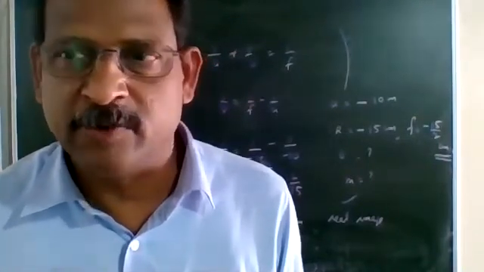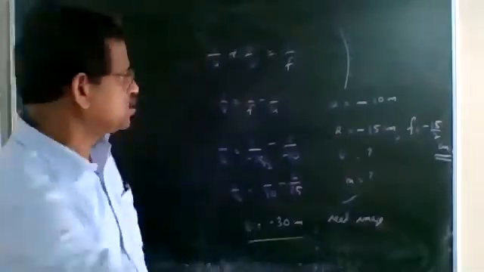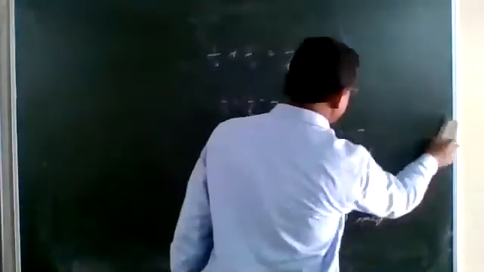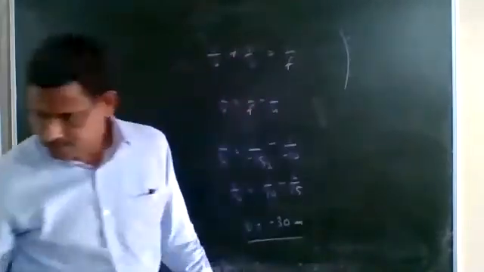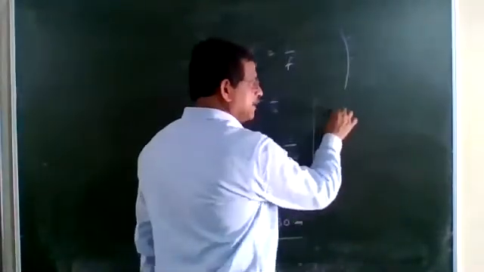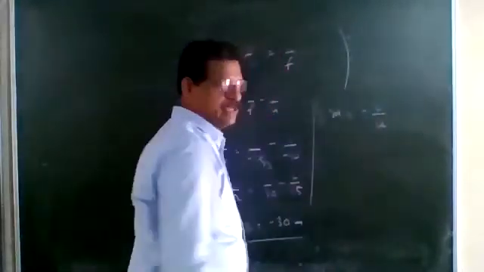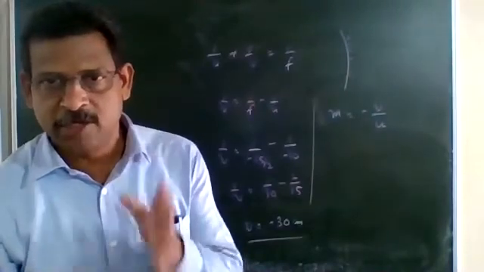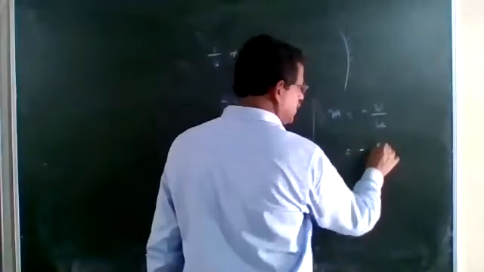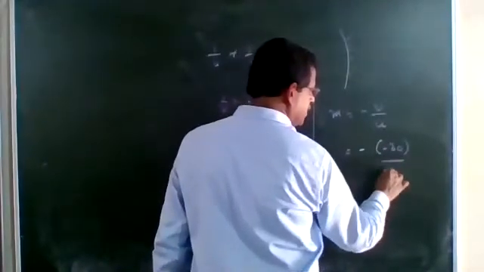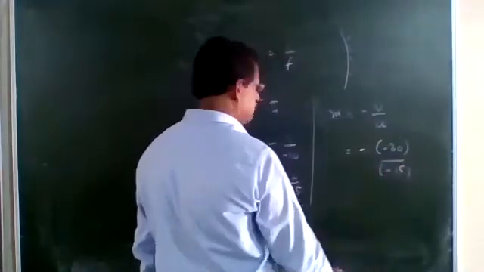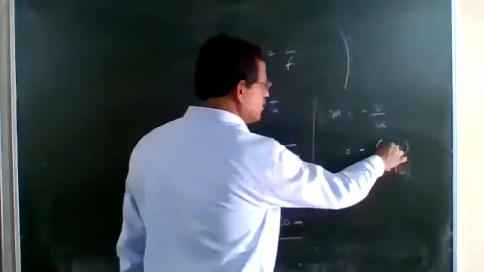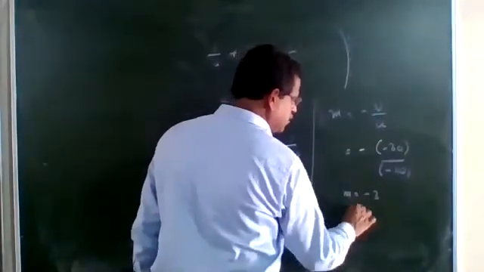Next, we are to find out the magnification. Magnification m is equal to minus 3. So v you have to give with sign, and u the value also you have to give with sign. So this is equal to minus 3, minus 30 divided by minus 15. The value of u is minus 2. So these two minus signs cancel, you are getting minus 3. M equal to minus 3.